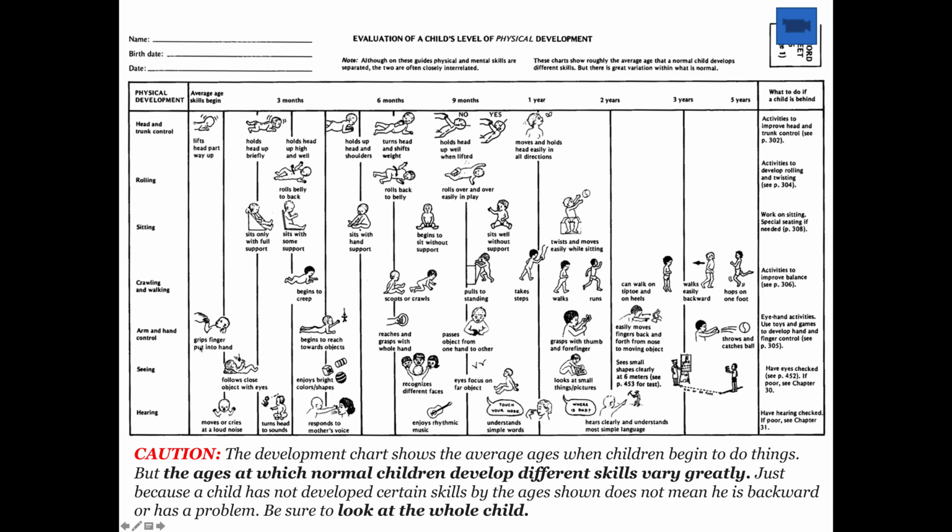Here you see the grips finger, lifts head part of the way up, moves or cries to loud noises. When we get into like the third, fourth month, begins to reach towards objects, enjoys bright shapes and colors, responds to mother's voice or father's voice. At 9 months, rolls over easily in play. So about 9 months, they should be rolling over. Pulls to standing, eyes focused on an object. When we hit 1 year, they should be taking steps.